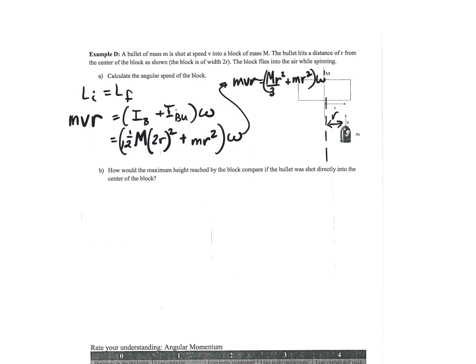I'm just going to multiply through by 3. 3 little m v r equals big M r squared plus little m r squared. You can get rid of an r at least, can't you? So now omega is going to be equal to... But how could you get rid of that 3? You have to multiply the little m r squared by 3 too. Yes, that should be a 3. I'm being sloppy. It's late in the day.